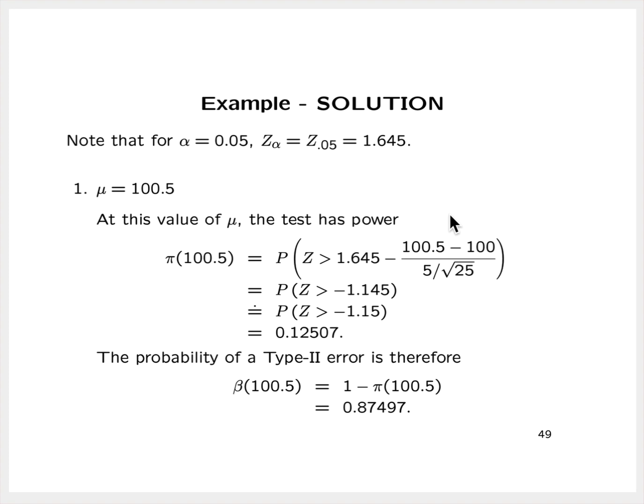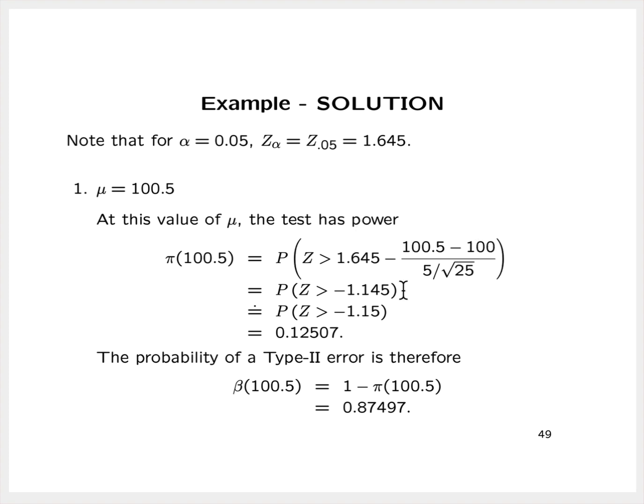But the question is, what is the likelihood of our getting a hold of a sample that will lead us to reject the null hypothesis? In other words, what is the power of the test? Well, that probability is the power of the function at that value of mu. This is given by the probability that the standard normal random variable z is greater than this quantity.